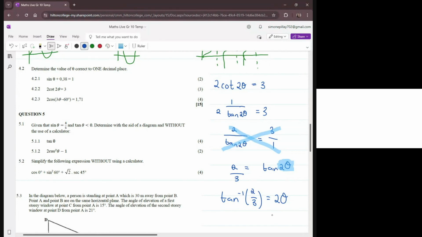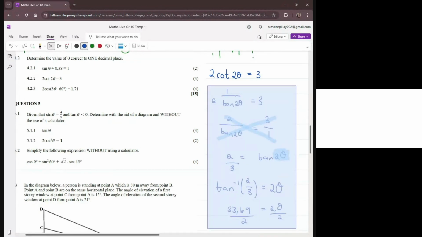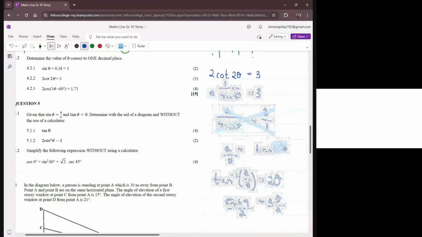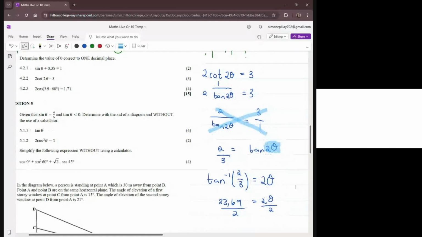33,69, that is correct. So 33,69 equals 2 theta. And lastly, we're going to divide both sides by 2, and that is going to give us what? So we are going to have 16,8 is equal to theta, and that's my final answer.